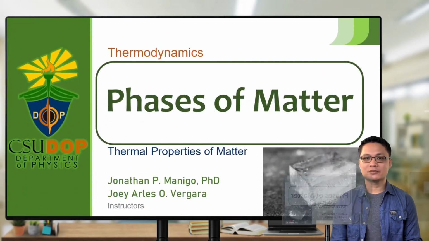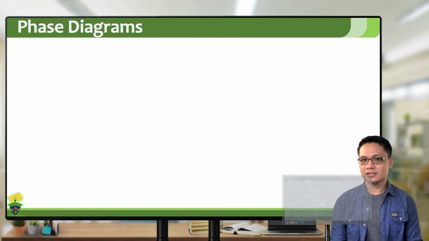Again, in this part of your course, we are talking about the thermal properties of matter, and this topic will be discussing phases of matter. From our previous knowledge, we easily identify the three phases of matter, the solid, liquid, and the gas. However, for a more complex situation, we can better understand these phases of matter or transition from one phase to the other when we study phase diagrams.